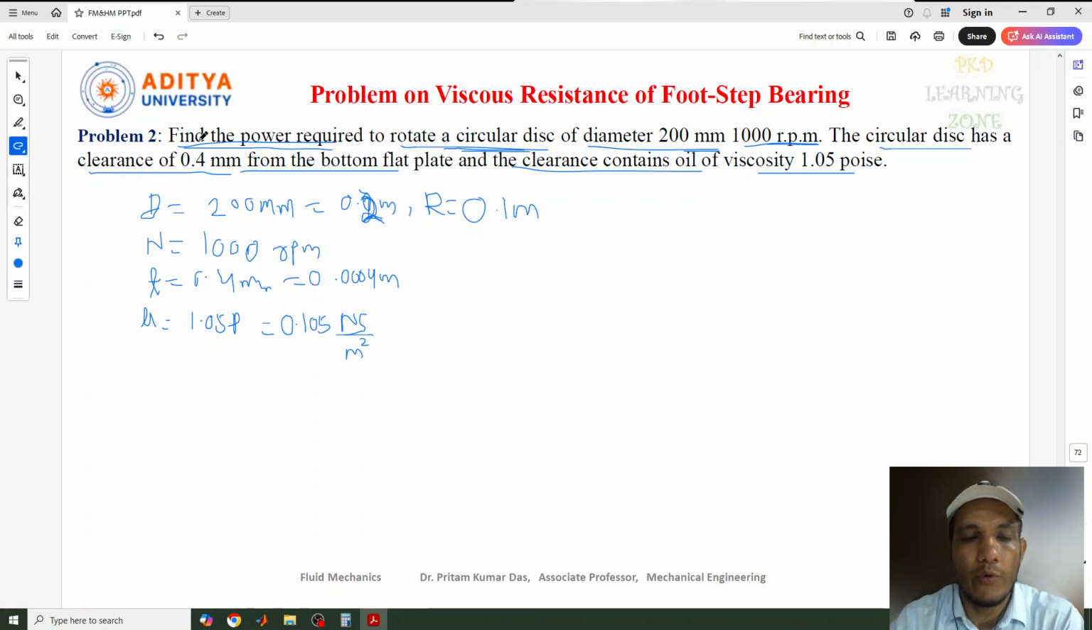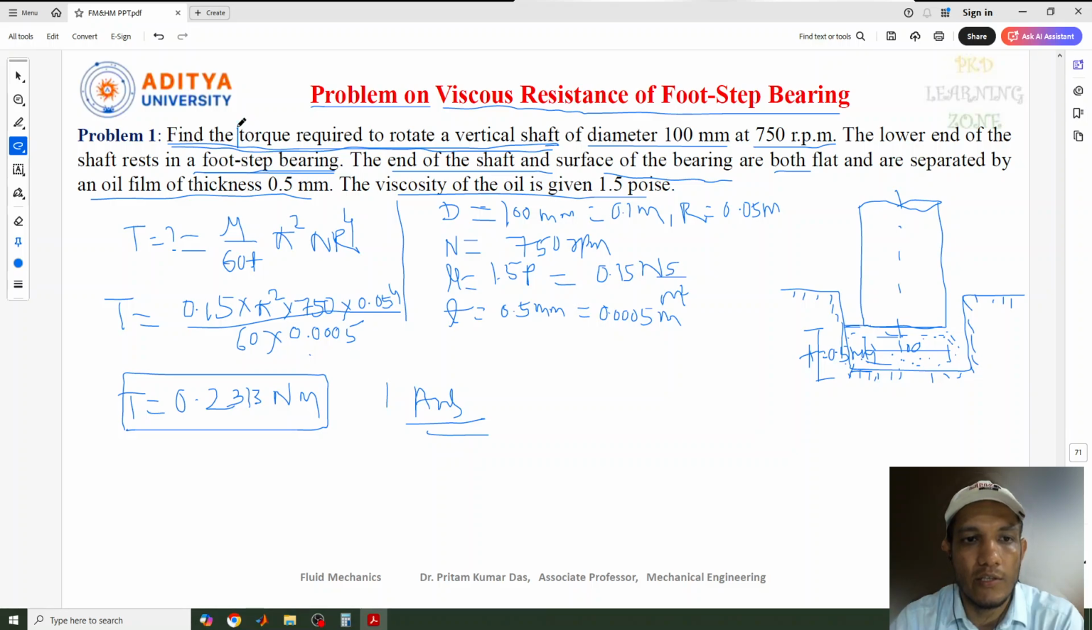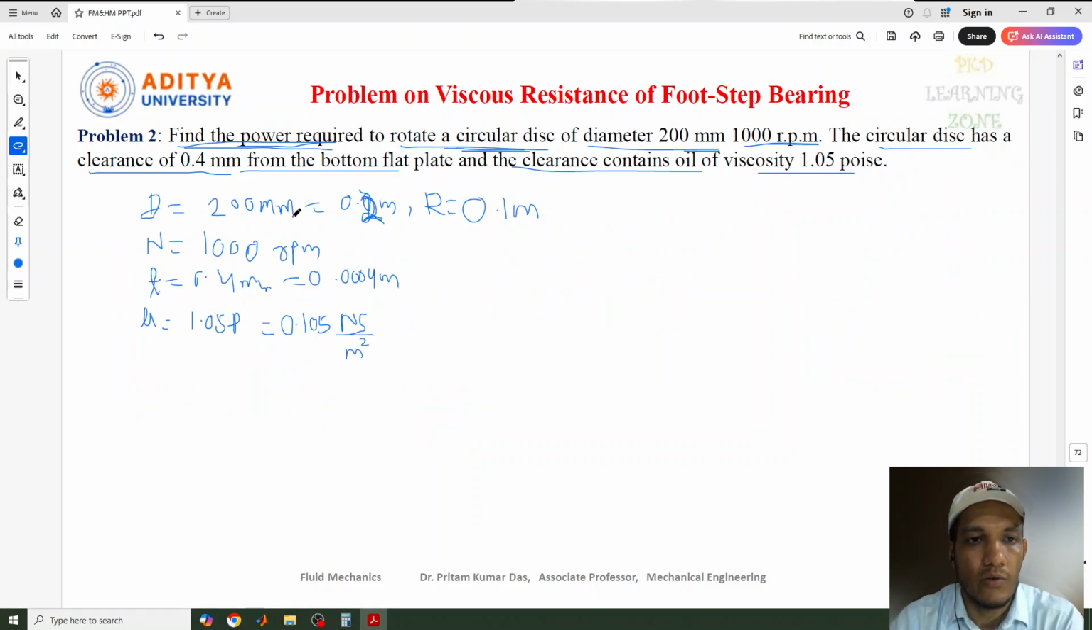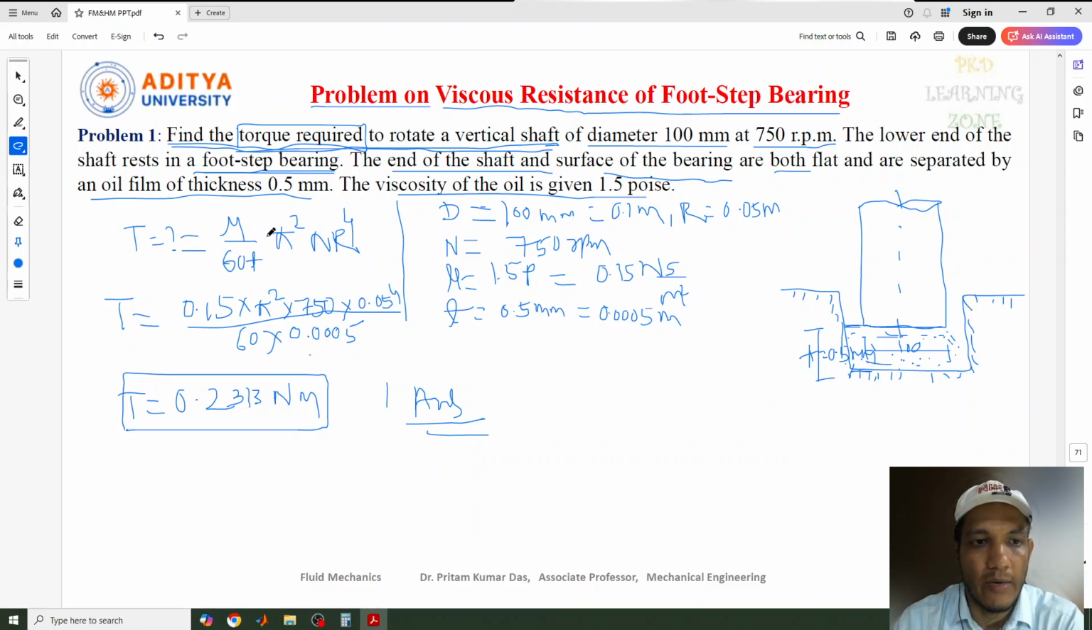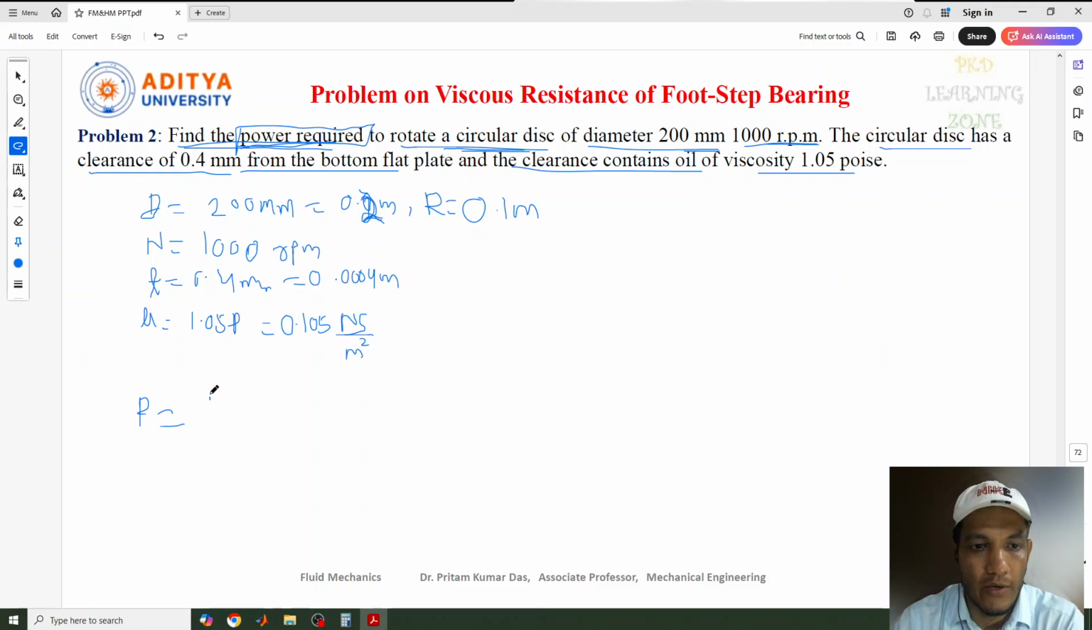Now what do we need to calculate? We need to calculate the power required. In the previous question, if you see, the torque required was given. So here the question is to find out the power. So the power formula is different. Power is what the formula we have taken here, 2 pi NT by 60. So this was the formula. The torque formula we have already written.